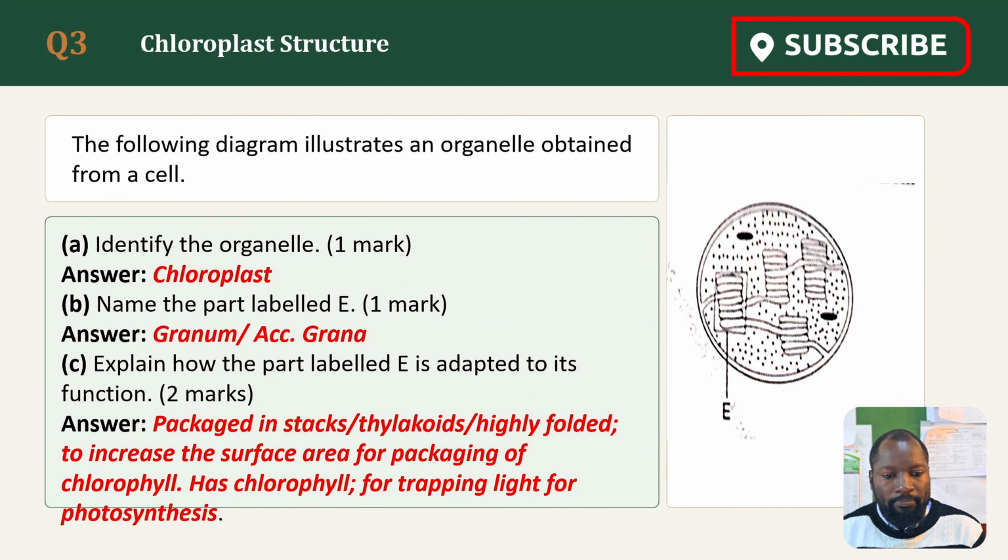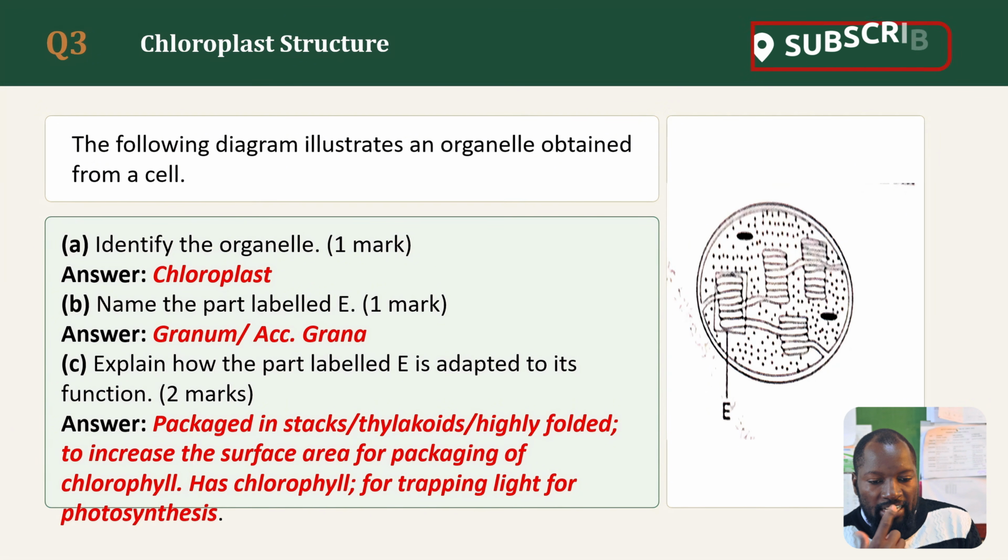Question number 3. The following diagram illustrates an organelle obtained from a cell. When you look at this, it is an organelle, and if it's an organelle, it means it has been obtained from a cell. A cell has organelles, so organelles are inside a cell.